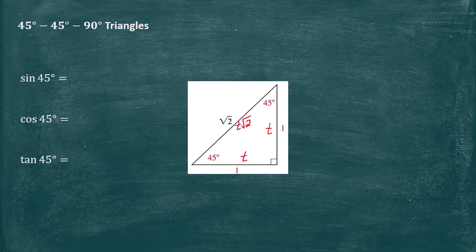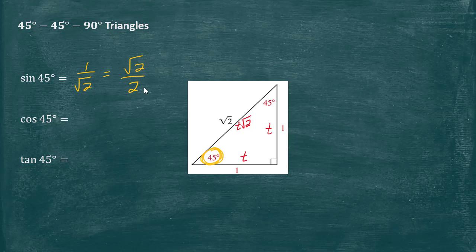Now, as far as coming up with the ratios for each of these, sine of 45 degrees, I could reference either one. I'm just going to focus my attention on this bottom left one. So if I call that one my 45-degree reference, the opposite would be 1. The hypotenuse would be square root of 2. So it would be 1 over the square root of 2, which I can then rationalize.